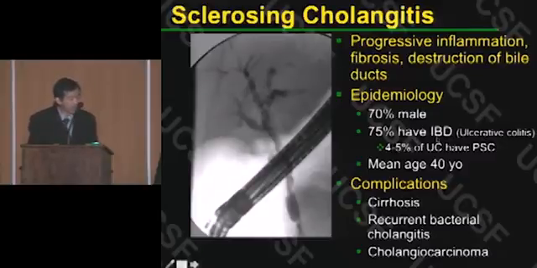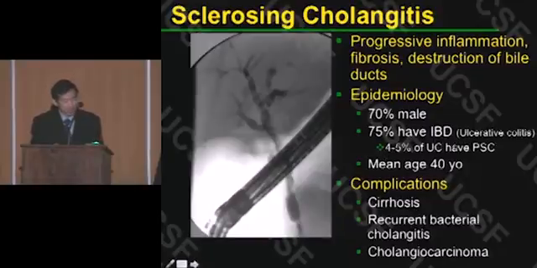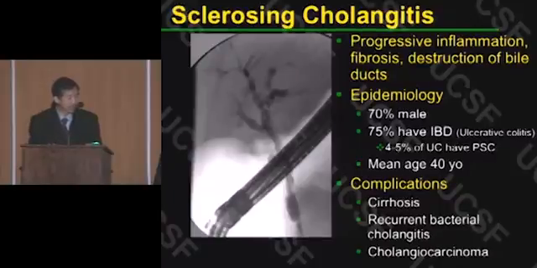They occur in young patients, often male, and often with inflammatory bowel disease, although only a small fraction of patients with ulcerative colitis have primary sclerosing cholangitis. Most of the patients with primary sclerosing cholangitis have inflammatory bowel disease, ulcerative colitis. And the complications will include cirrhosis and eventual other infections and also cholangiocarcinomas.